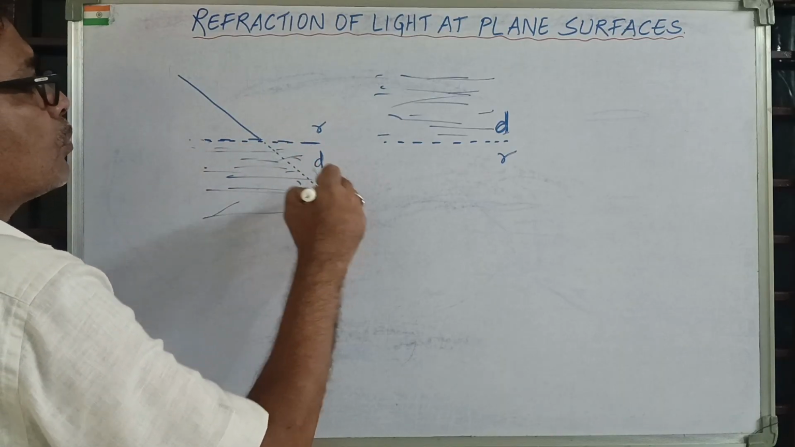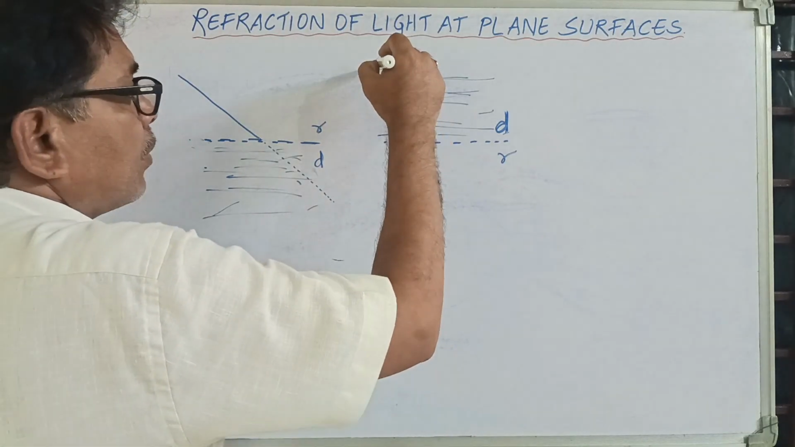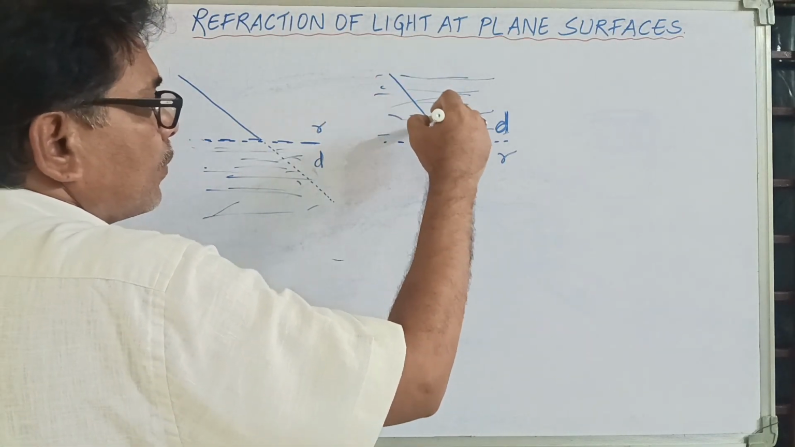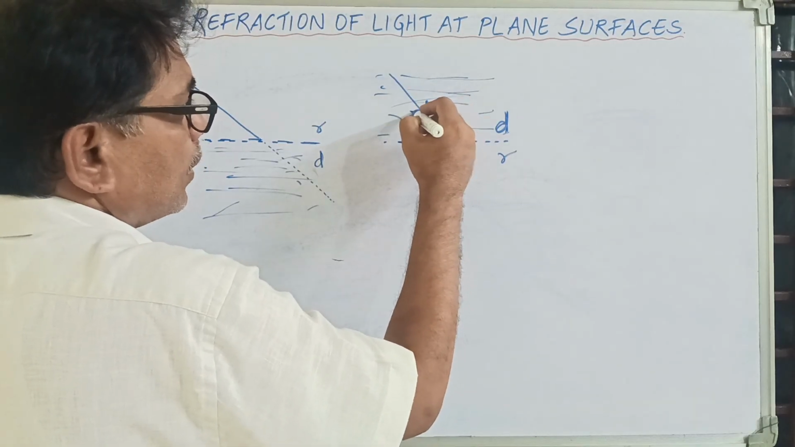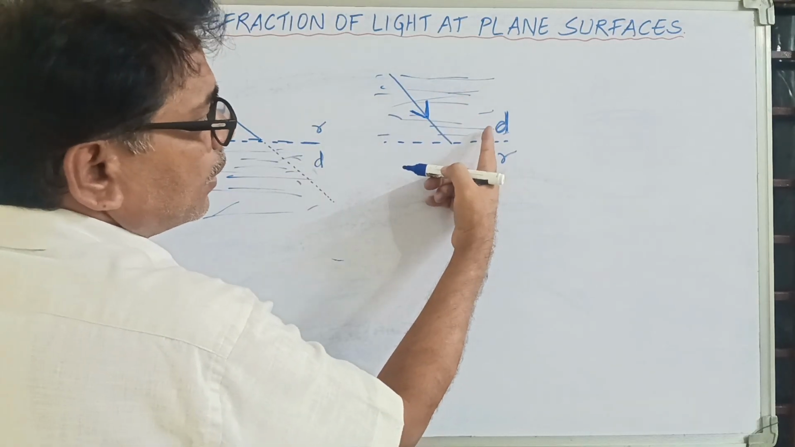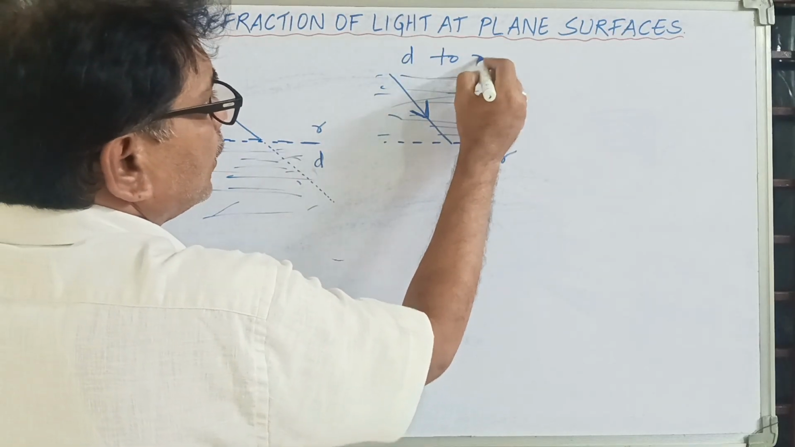This is going to go away, you have to show it, otherwise there is no meaning at all. So light, you are sending a light ray from denser to rarer. See, you look at the arrow, you will understand my concept. So I am sending a light ray from denser to rarer. So it's denser to rarer, my topic is.